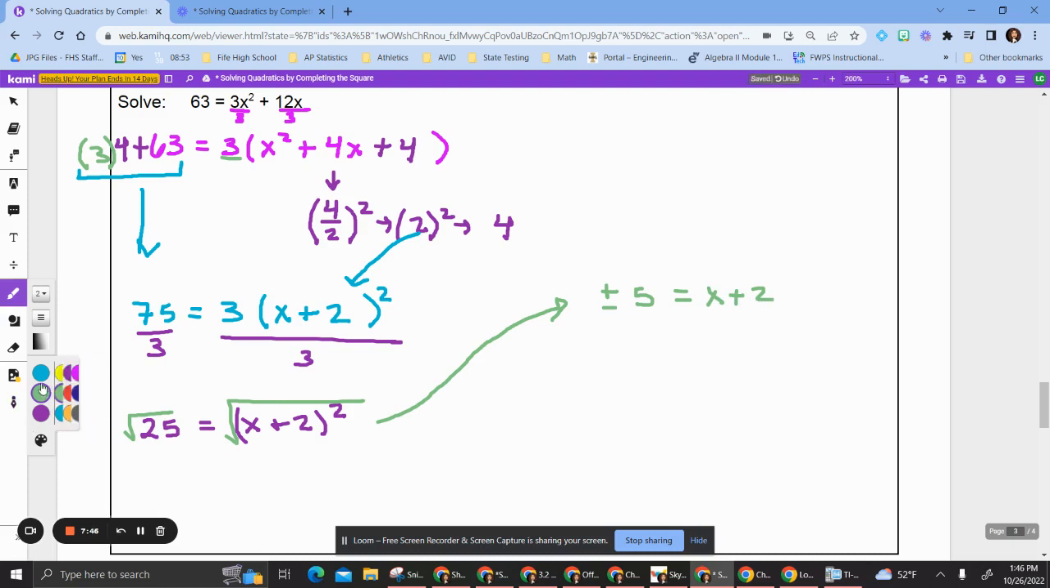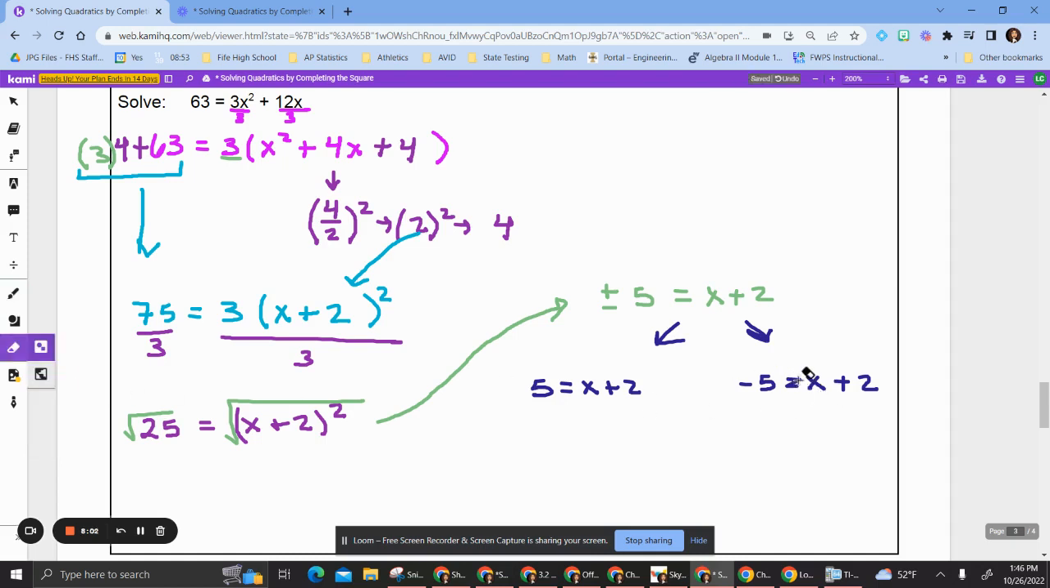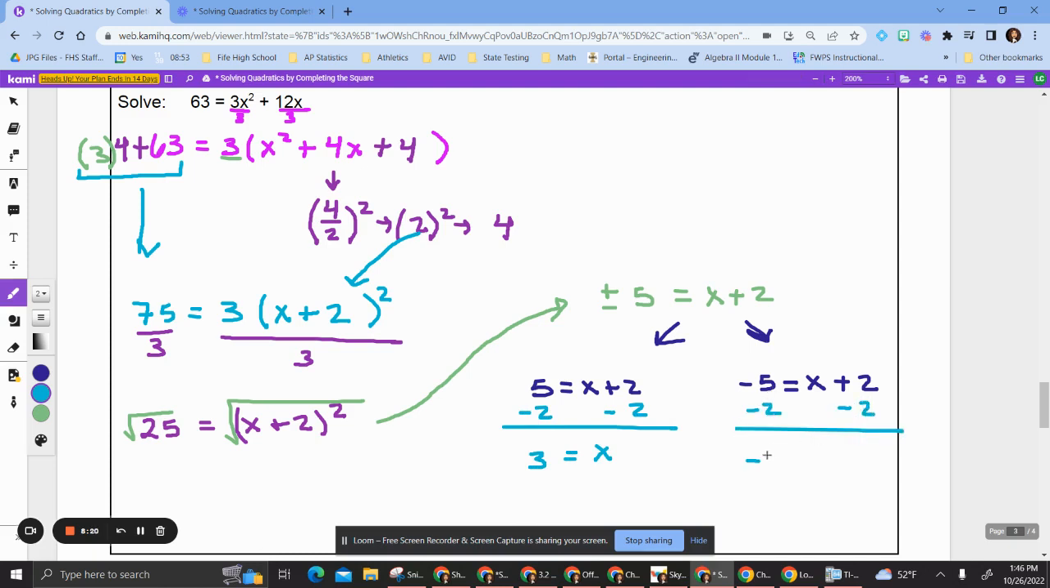Since 5 is a perfect number, we're going to split it up into our 2 numbers. So I have 5 is equal to x plus 2, and I have negative 5 is equal to x plus 2. And now I can solve. So I'm going to subtract 2 from both sides, and I get x is equal to 3. I'm going to subtract 2 from both sides here, and that's going to be negative 8 is equal to x. And those are my final 2 answers.